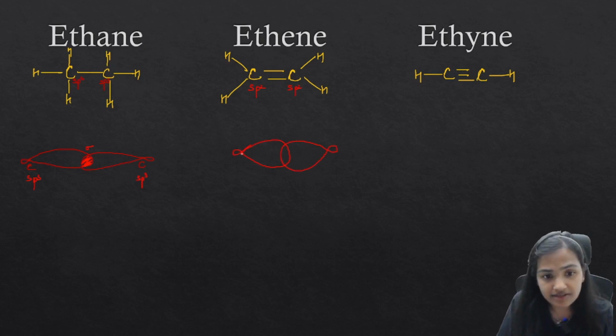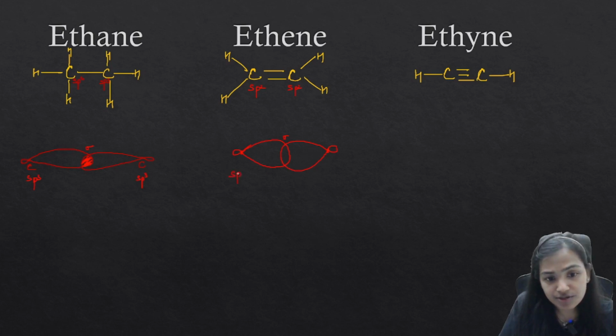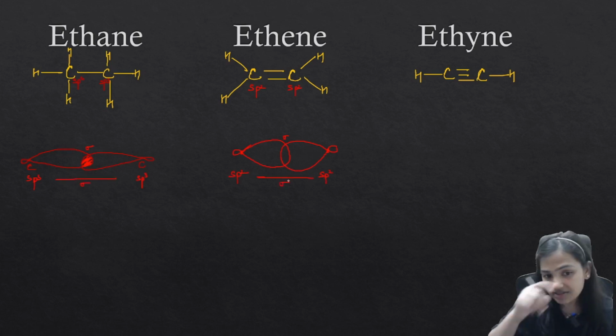Okay, so something like this. This is your nucleus, this is your carbon, this is your carbon, and here we have a sigma bond. This is your sp3 overlap. This is your sp2 overlap, sp2 overlap, sp3 overlap. They are also forming a sigma bond.